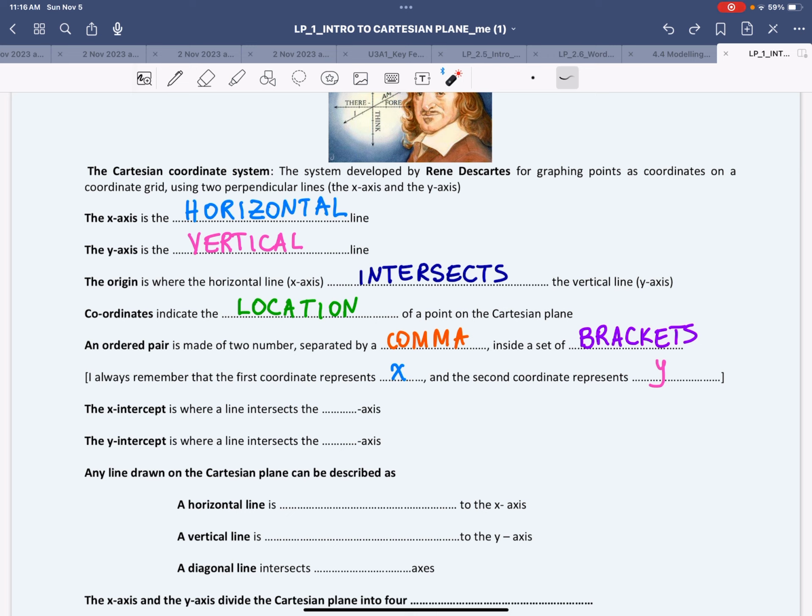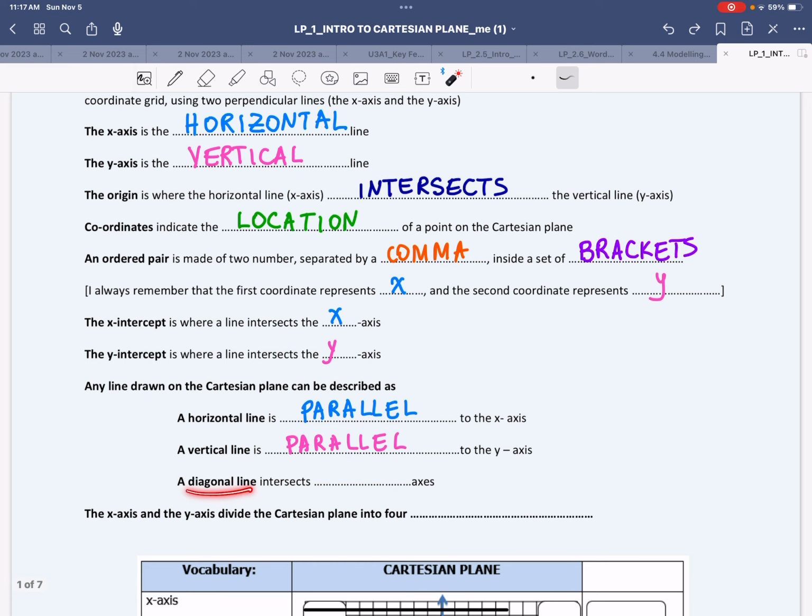Now the x-intercept is the point where the line intersects the x-axis. The y-intercept is where the line intersects the y-axis. Any line drawn on the Cartesian plane can be described as a horizontal line, which is parallel to the x-axis, or a vertical line, which is parallel to the y-axis, or as a diagonal line that intersects both axes. The x and the y-axis divide the Cartesian plane into four quadrants.